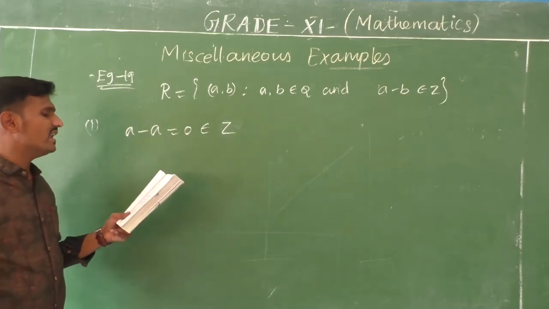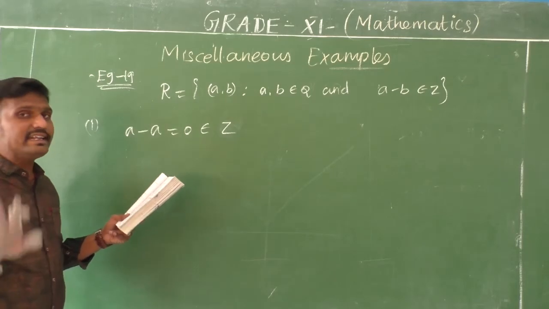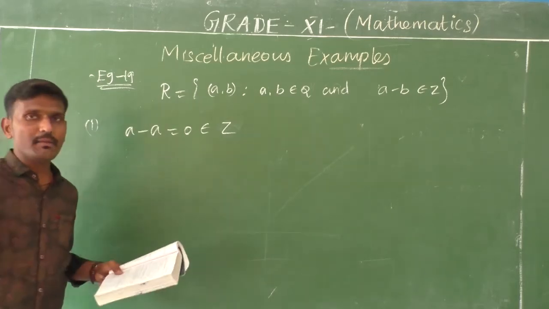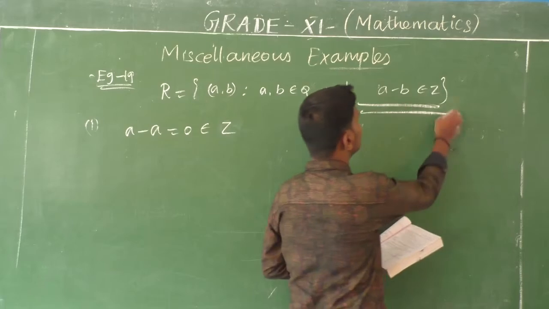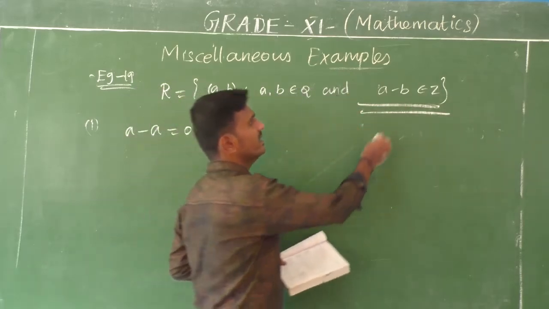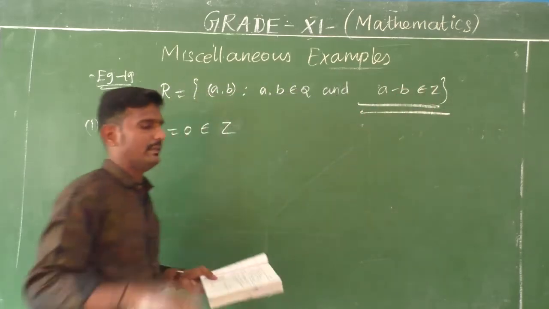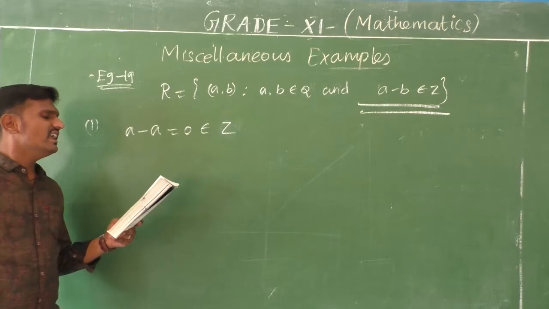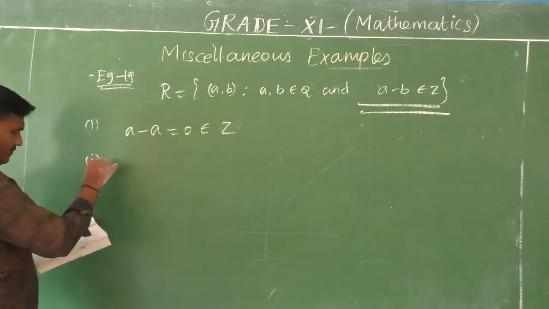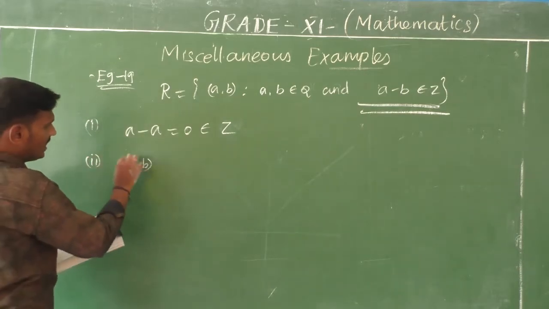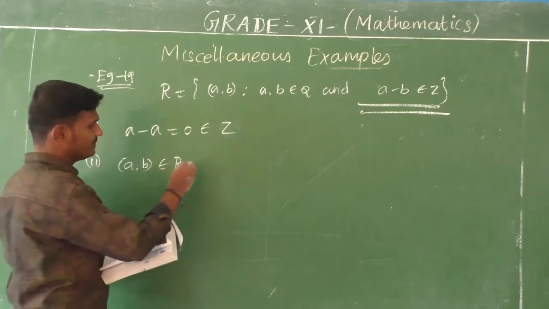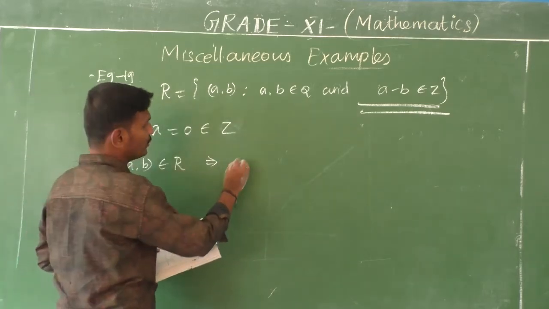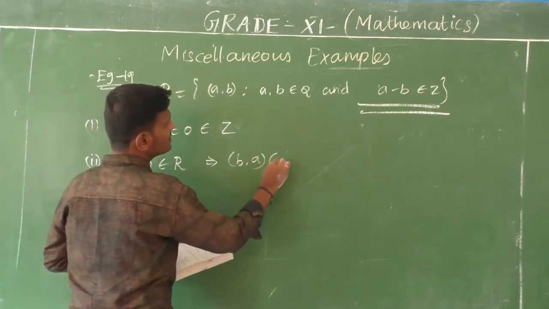Since A minus A equal to 0 belongs to Z, it follows that (A, A) belongs to R. Why? Because A minus B belongs to what? Integer, no? So that's why. So the second question: (A, B) belongs to R implies what are you going to prove? (B, A) belongs to R.